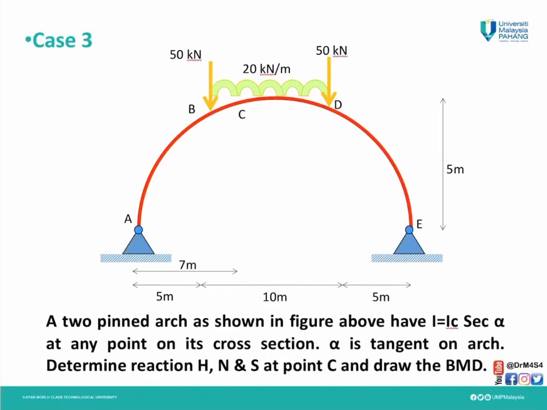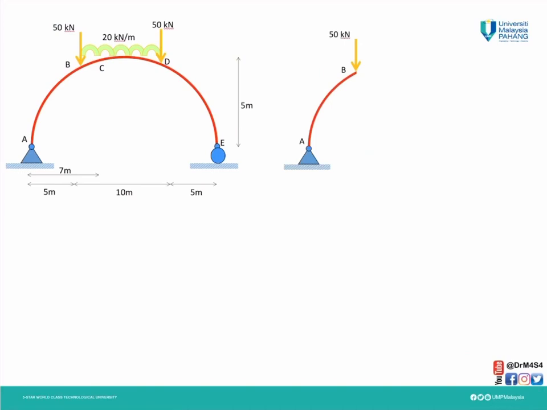For case 3, we need to determine direction H and SS at point C, and then we have to draw the bending moment diagram. For this section, we have a value of I. For the first step, we need to change support E to a roller, so we can analyze our arch. For our case, as we can see here, it's symmetrical. Therefore, we can cut into 3 sections.